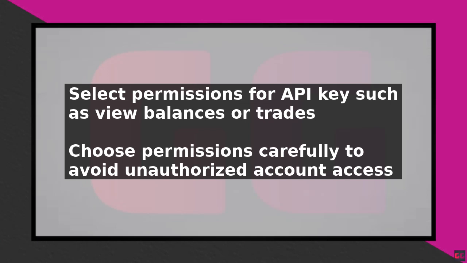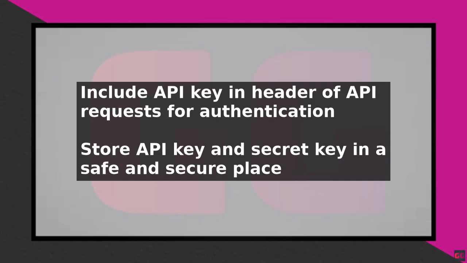And never use the same API key for multiple applications or services. Finally, to use the API key, you will need to include it in the header of any API requests you make to the Crypto.com API. The exact format of the API request will depend on the programming language and library you are using, but it typically involves including the API key and secret key in the authorization header of the request.